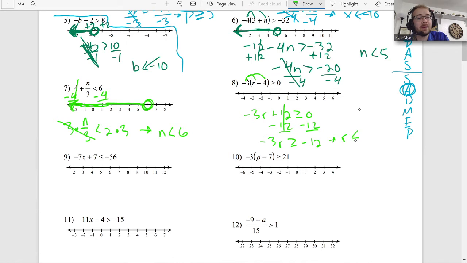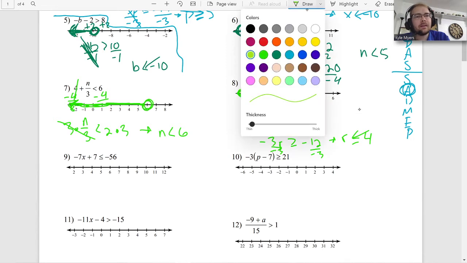I'm going to have to flip because I have to divide both sides by a negative 3. And negative divided by negative is a positive. It's going to be a positive number. 12 divided by 3 is 4. Okay, so I go to 4, fill it in. Less than goes to the left. And there we go. All right, next.